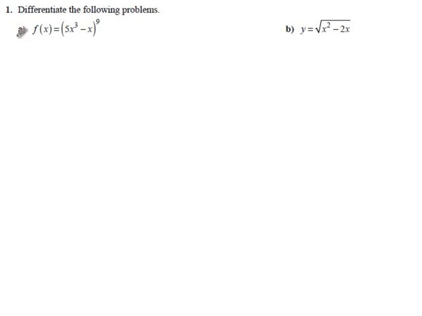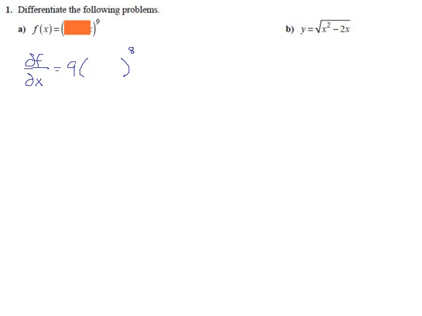Differentiate the following problems. Okay, well, looking at this, I have been trained to see this as something to the ninth power. And so when you're asked to differentiate it, your first step is kind of ignore what's inside it and just say, okay, something to the ninth power, the derivative is 9 times whatever that something is to the eighth power. That's where we begin.